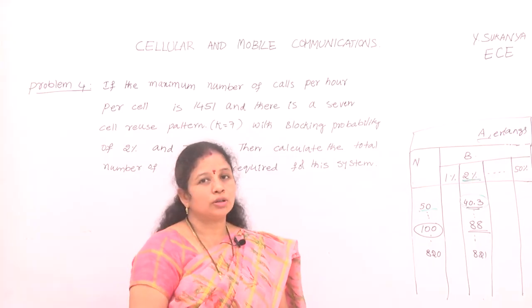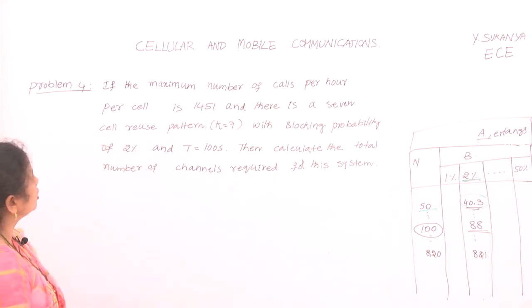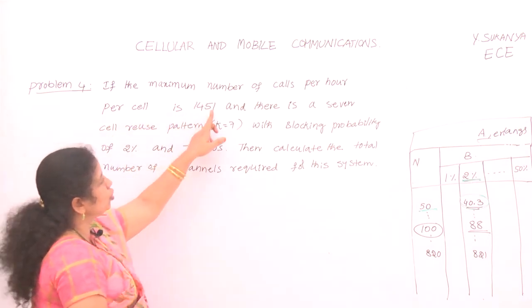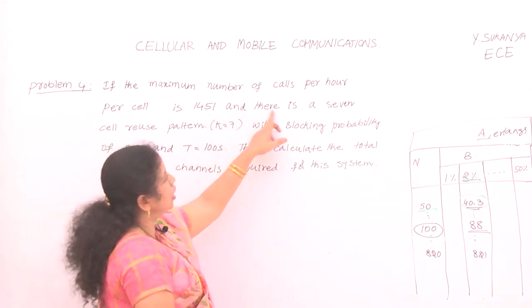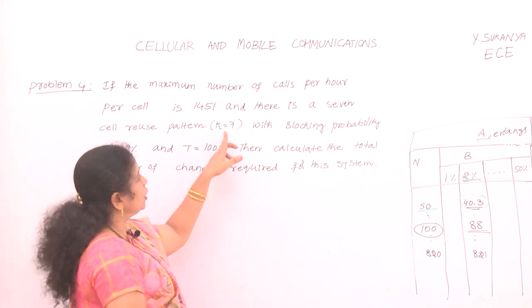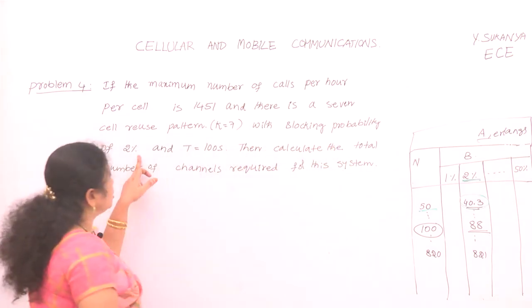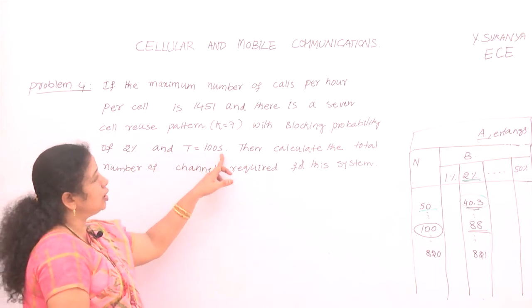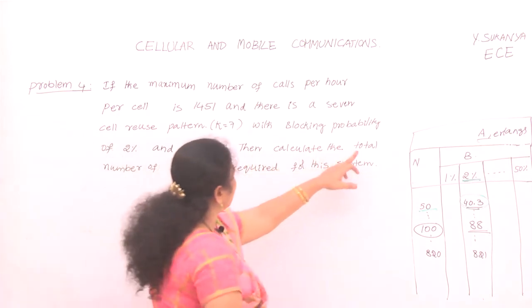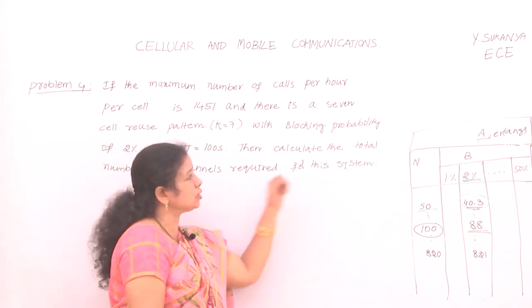So next, coming to the next problem. If the maximum number of calls per hour per cell is 1451 and there is a 7-cell reuse pattern system, that is K equal to 7, with blocking probability of 2% at T equal to 100 seconds, then calculate the total number of channels required for this system.